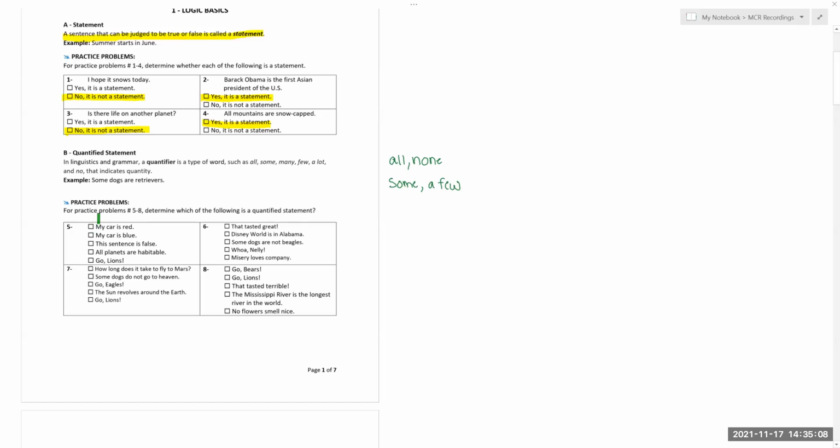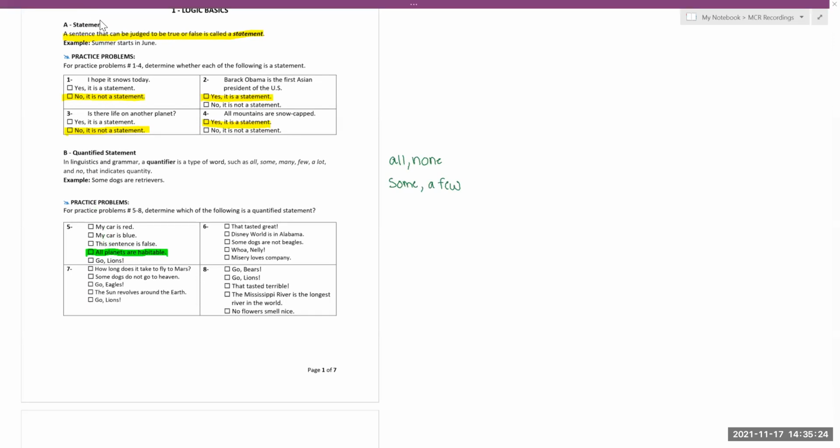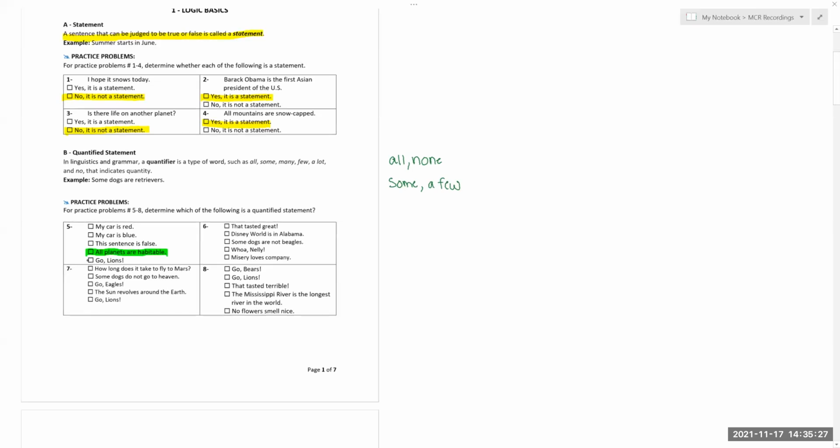So my car is red is a statement, but it's not quantified. It doesn't have some number attached. This sentence is false. It's a statement. All planets are habitable. That's now a quantified statement. And then on this particular one, this one was not a statement at all. It was just an exclamation, go Lions. Same here. That tasted great is not even a statement. Whoa, Nelly is not a statement. Misery loves company is not really a statement.